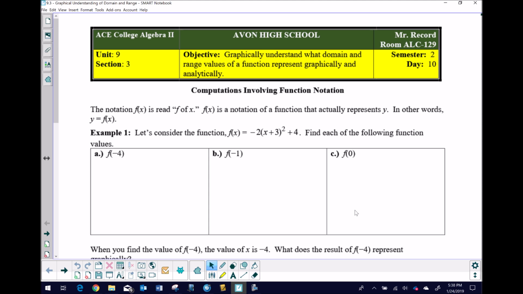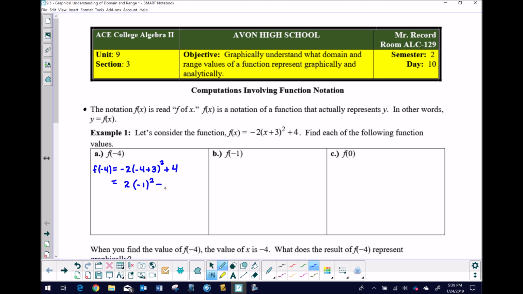A lot of the stuff here up front is going to look a little familiar to you. We talk about this notation, f of x. It's read as f of x. It's a notation of a function that actually means the same thing as y. So if we consider some function, as you see here, anytime you're asked to find the following function values, you probably remember that you just simply plug in the value for the x. So f of negative 4 is just a matter of replacing the x with negative 4, like such, and then being very careful not to make some kind of silly mistake.